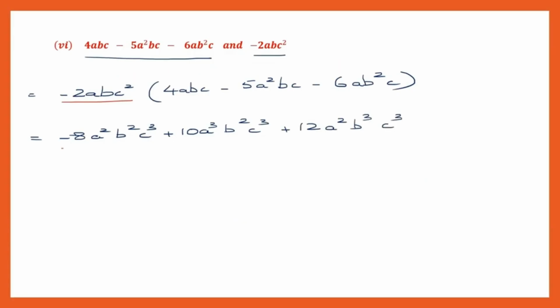So we have a final answer here. Minus 8 a square b square c cubed plus 10 a cubed b square c cubed plus 12 a square b cubed c cubed.